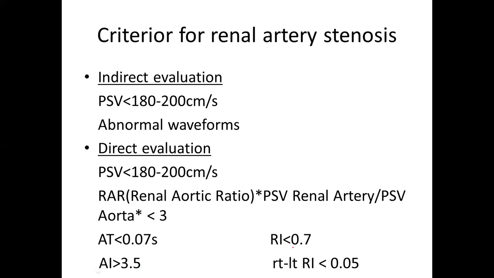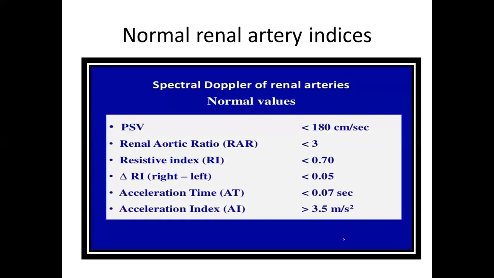Resistive index should be less than 0.7. And the difference between the resistive index of the right and the left should be less than 0.05. This is the criteria that we should use when you do your measurements of the renal waveforms. This is just a picture of the same that I've been elaborating there.